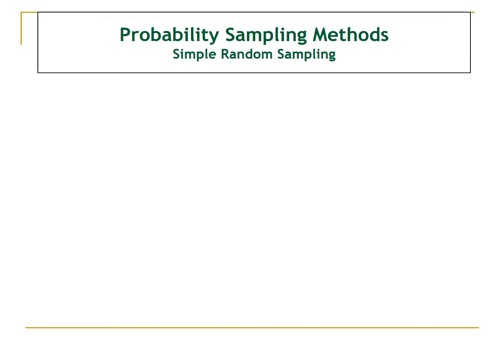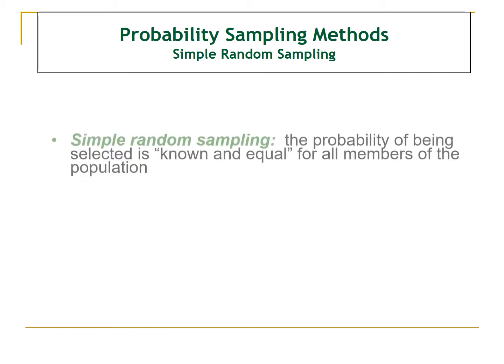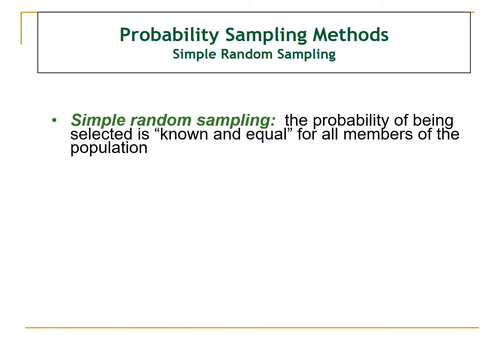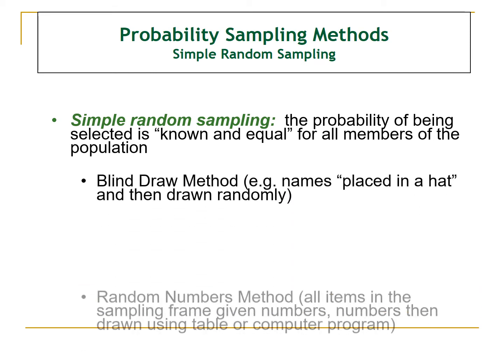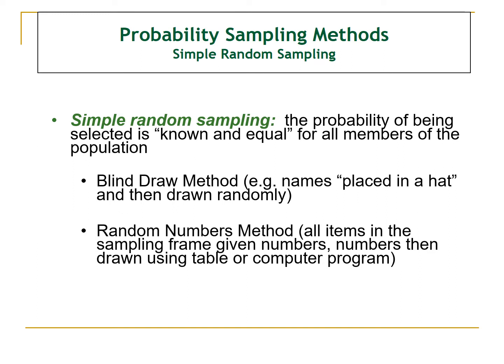We will discuss four probability sampling methods. The first is the simple random sampling. In simple random sampling, the probability of being selected is known and equal for all members of the population. You can either use the blind draw method or the random numbers method. In blind draw method, all the names of your observations in the population will be placed in a hat, and then you draw randomly your samples.